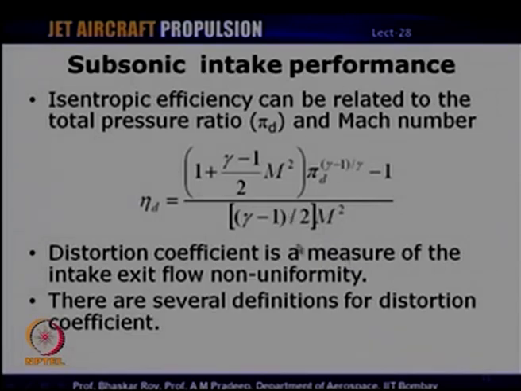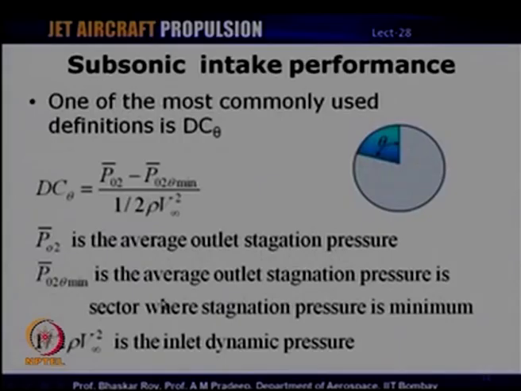The other performance parameter which is used is known as the distortion coefficient, which is a measure of the intake exit flow non-uniformity. Because we have discussed that the flow exiting the intake has to be uniform, non-uniformities in the intake exit flow will drastically affect the compressor performance and therefore, the engine performance as a whole. So, how do we measure or quantify this non-uniformity? There are different definitions for distortion coefficient.